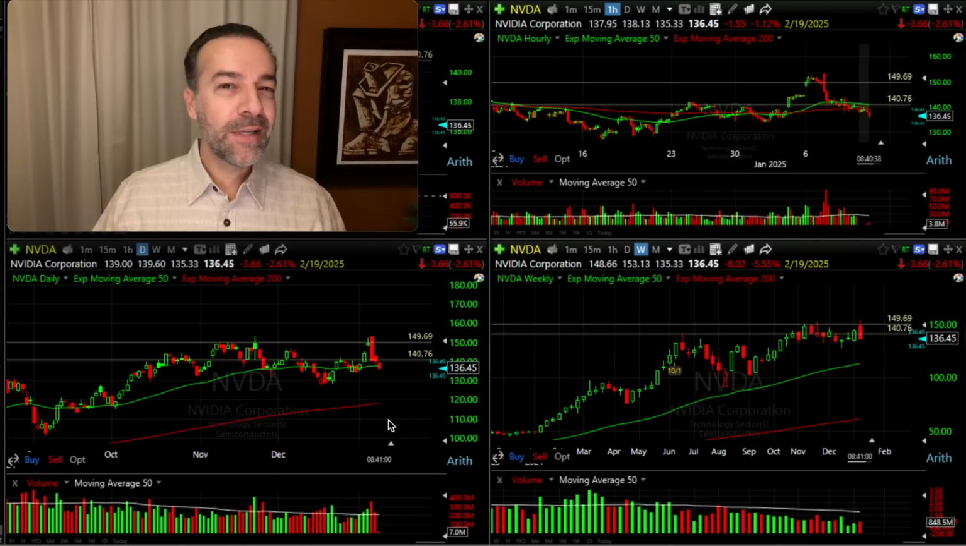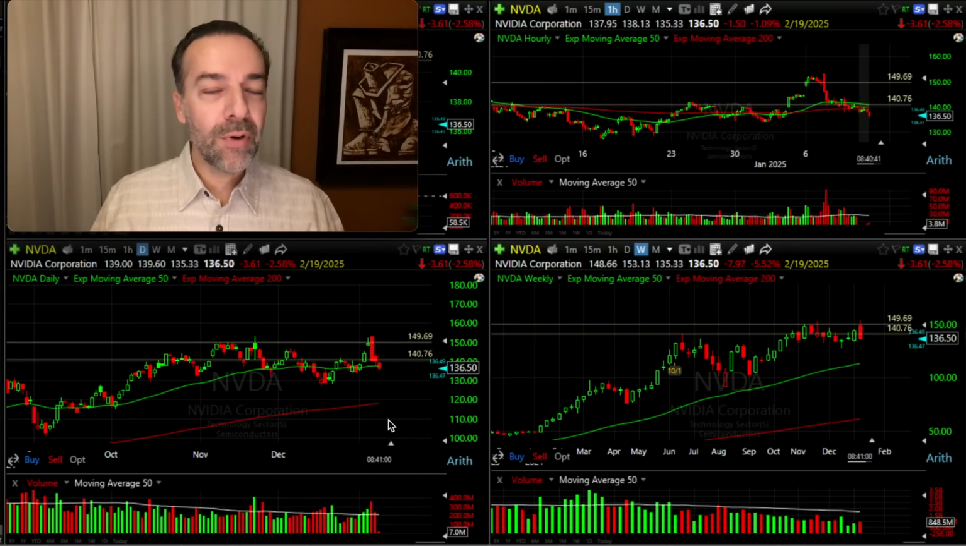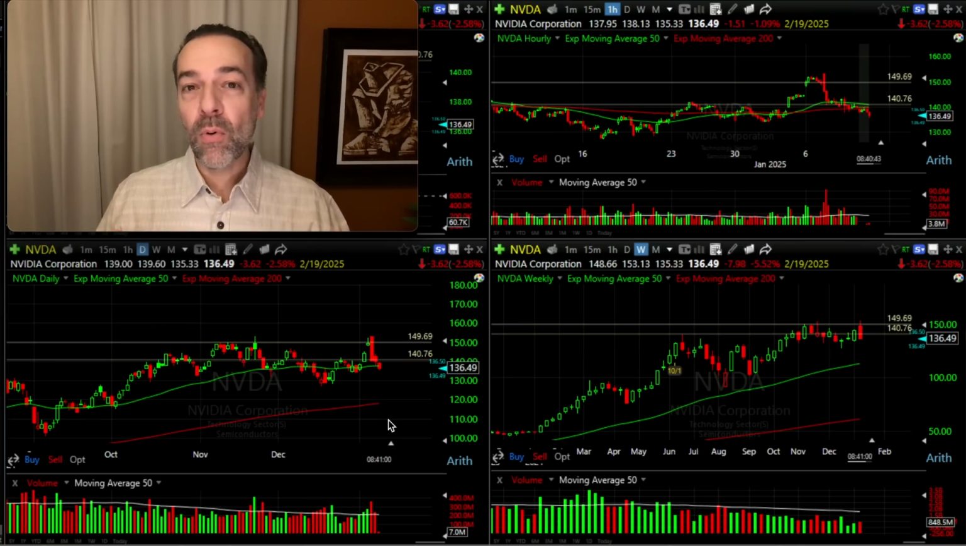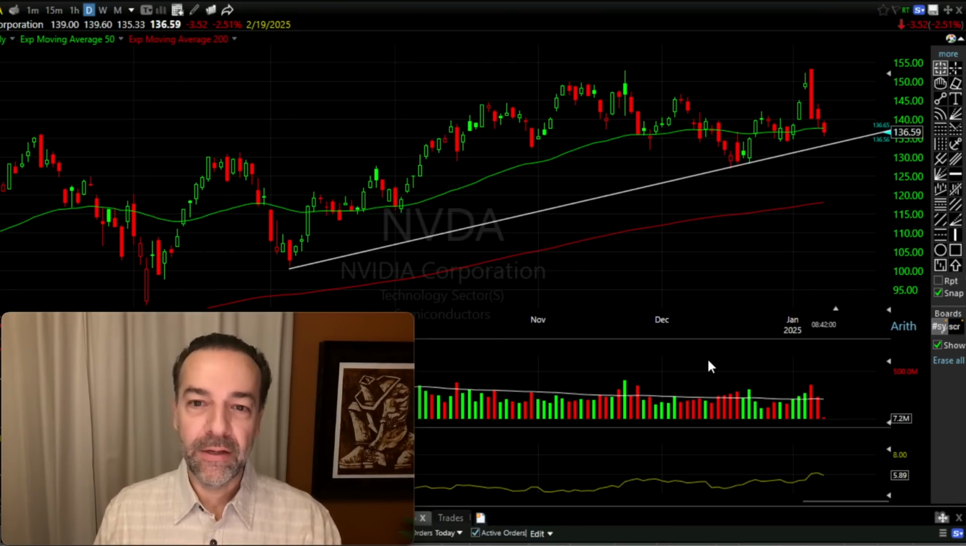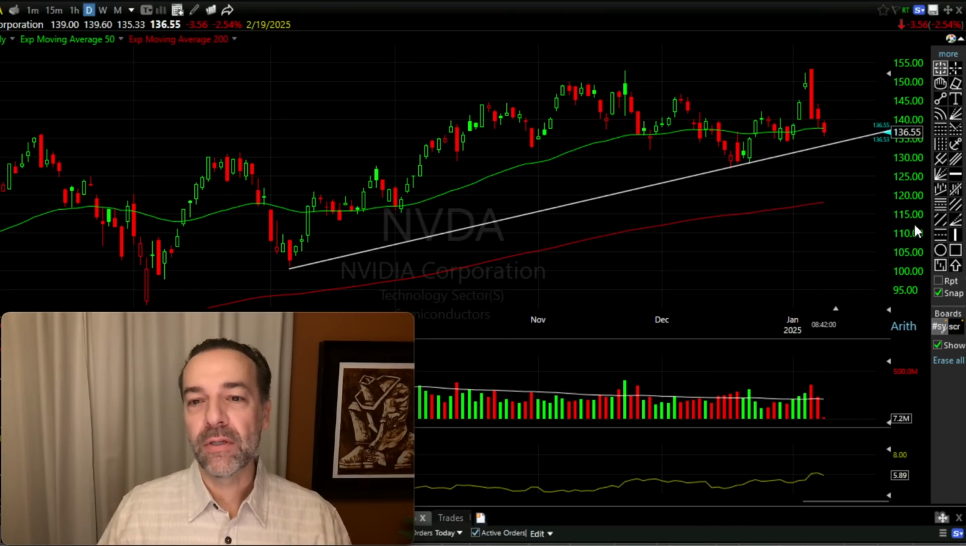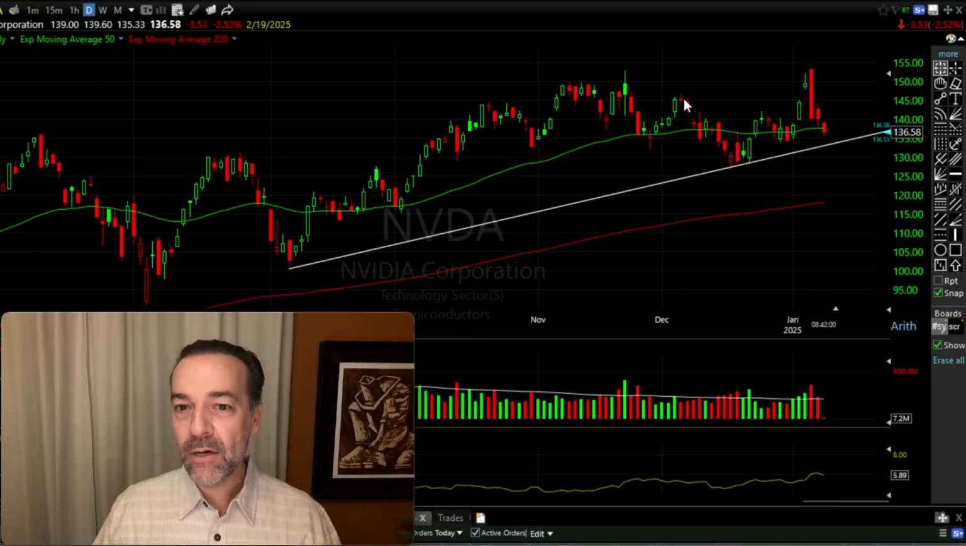To do that, I want to take a quick peek at our chart because the stock's price, its support and resistance, they're important, especially if you're placing a debit spread. Now we're looking at the daily chart of Nvidia. Notice overall it's in a pretty nice uptrend. Although do keep in mind that right here we made a lower high and right here we made a lower low.